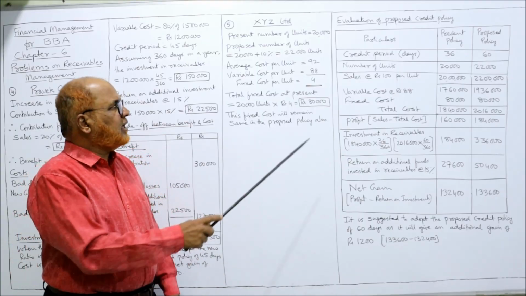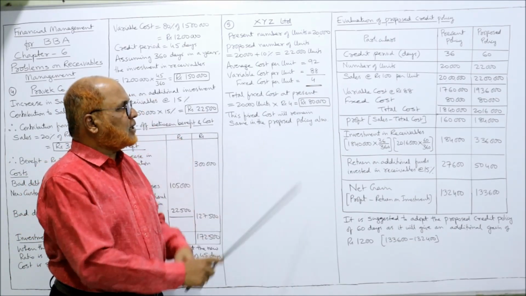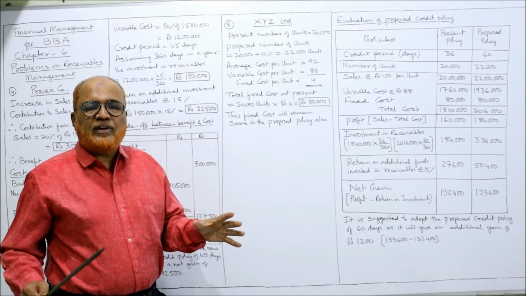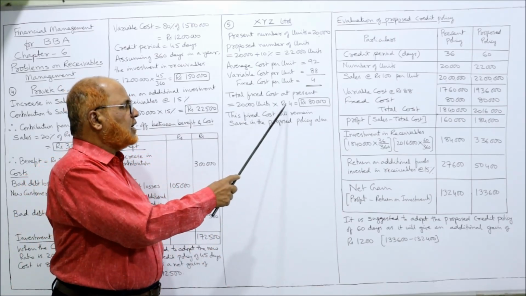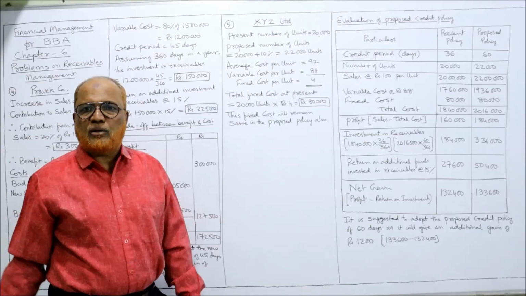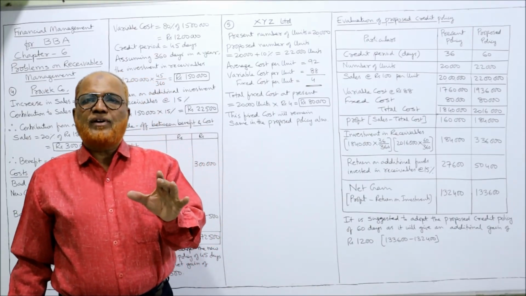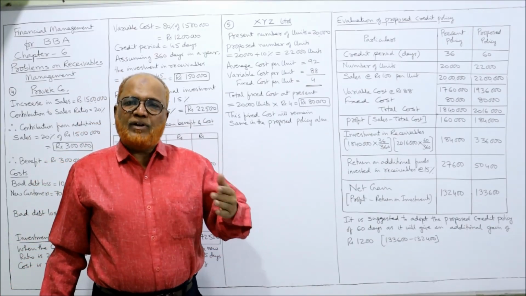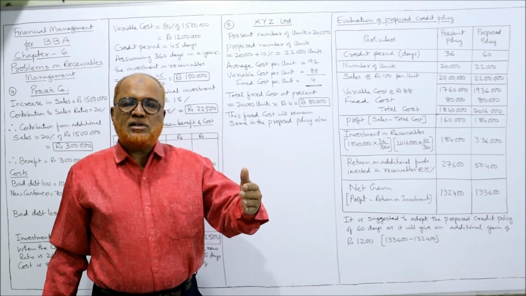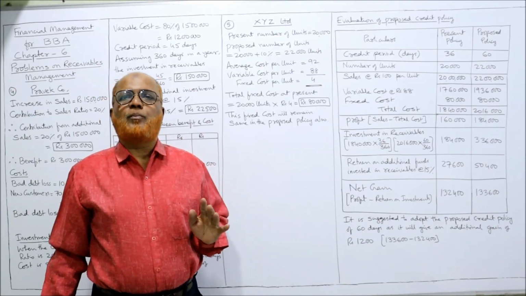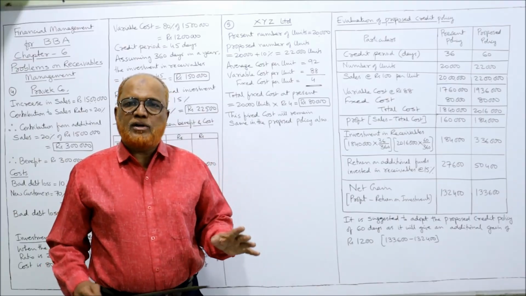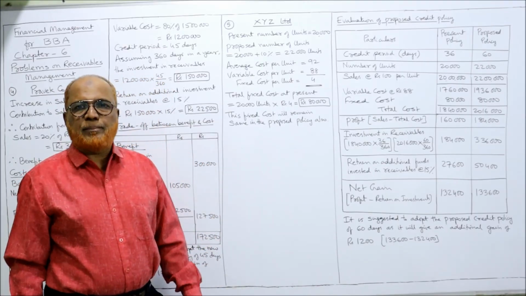So presently how many units we are selling? 20,000 units. The total fixed cost is 20,000 units into 4, which is 80,000. This 80,000 fixed cost will remain the same whether we continue the present policy or we adopt the proposed policy. In both policies, fixed cost will remain the same.